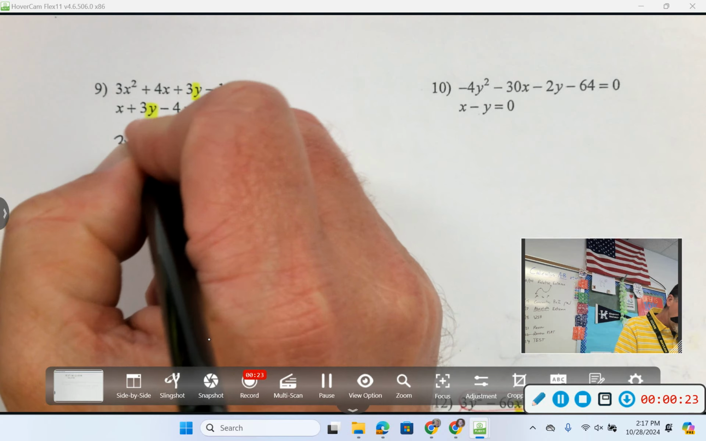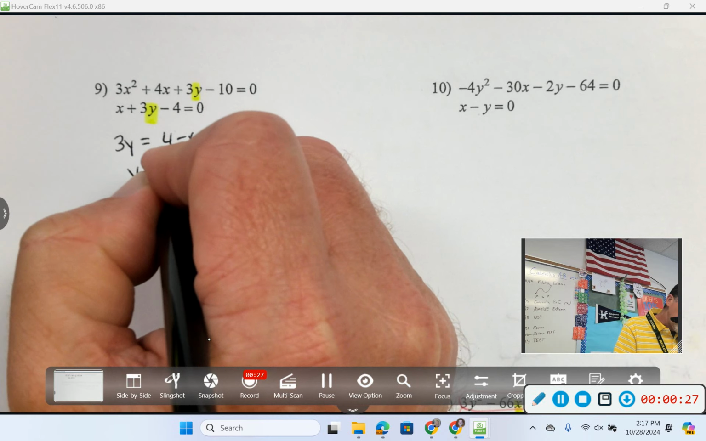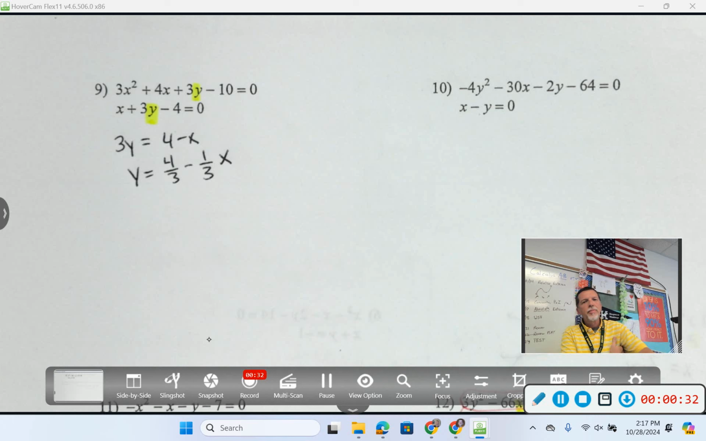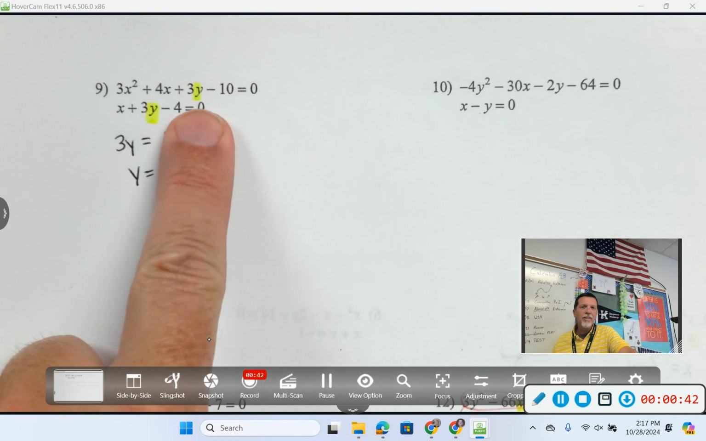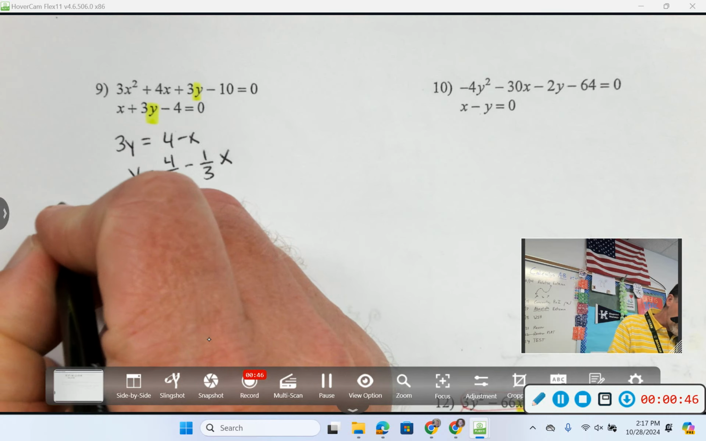So 3y equals 4 minus x. So y equals 4/3 minus 1/3 x. Fractions. Yuck. But I was going to say I could multiply 3 by 3, but that would lose the... I've got to solve for y. So I'm stuck with the fractions for now.